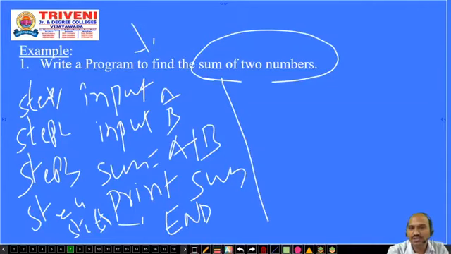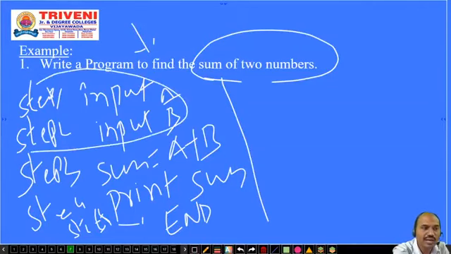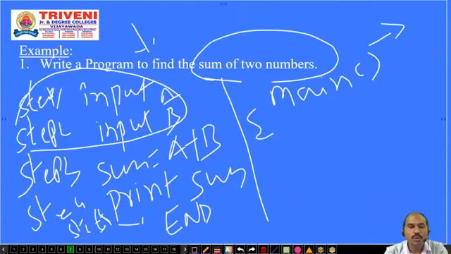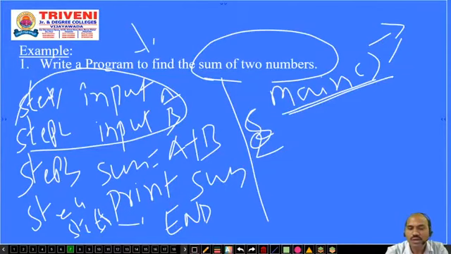First we have to take the inputs. Before taking the inputs, we have to start writing the program. Writing a program starts with main. So this is the start of the program. After main, we open the parenthesis, that is, open brackets. After the parentheses are opened, we go to the algorithm.